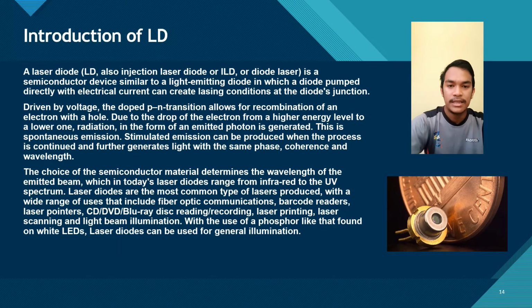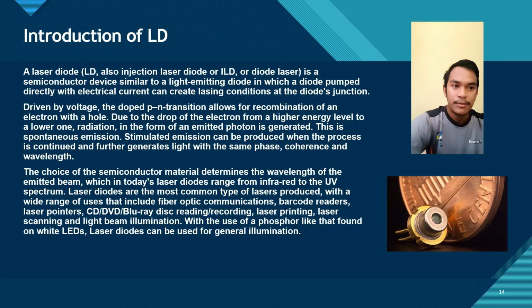Next is introduction of laser diode. A laser diode, LD, is a semiconductor device similar to LED, in which a diode pumped directly with electrical current can create lasing condition at the diode junction. Driven by voltage, the PN transition allows for recombination of an electron with a hole. Due to the drop of electron from higher energy level to lower one, radiation in the form of an emitted photon is generated. This is spontaneous emission.